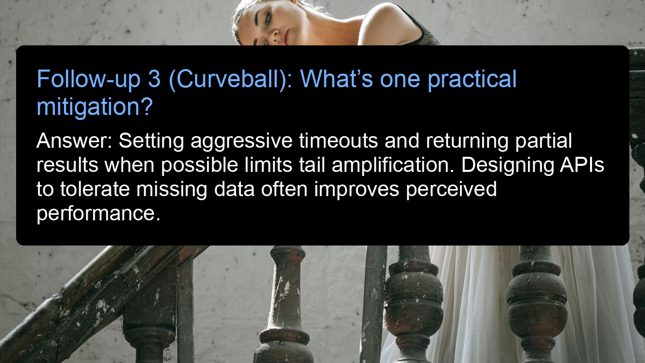Follow-up 3. Curveball. What's one practical mitigation? Answer: setting aggressive timeouts and returning partial results when possible limits tail amplification. Designing APIs to tolerate missing data often improves perceived performance.